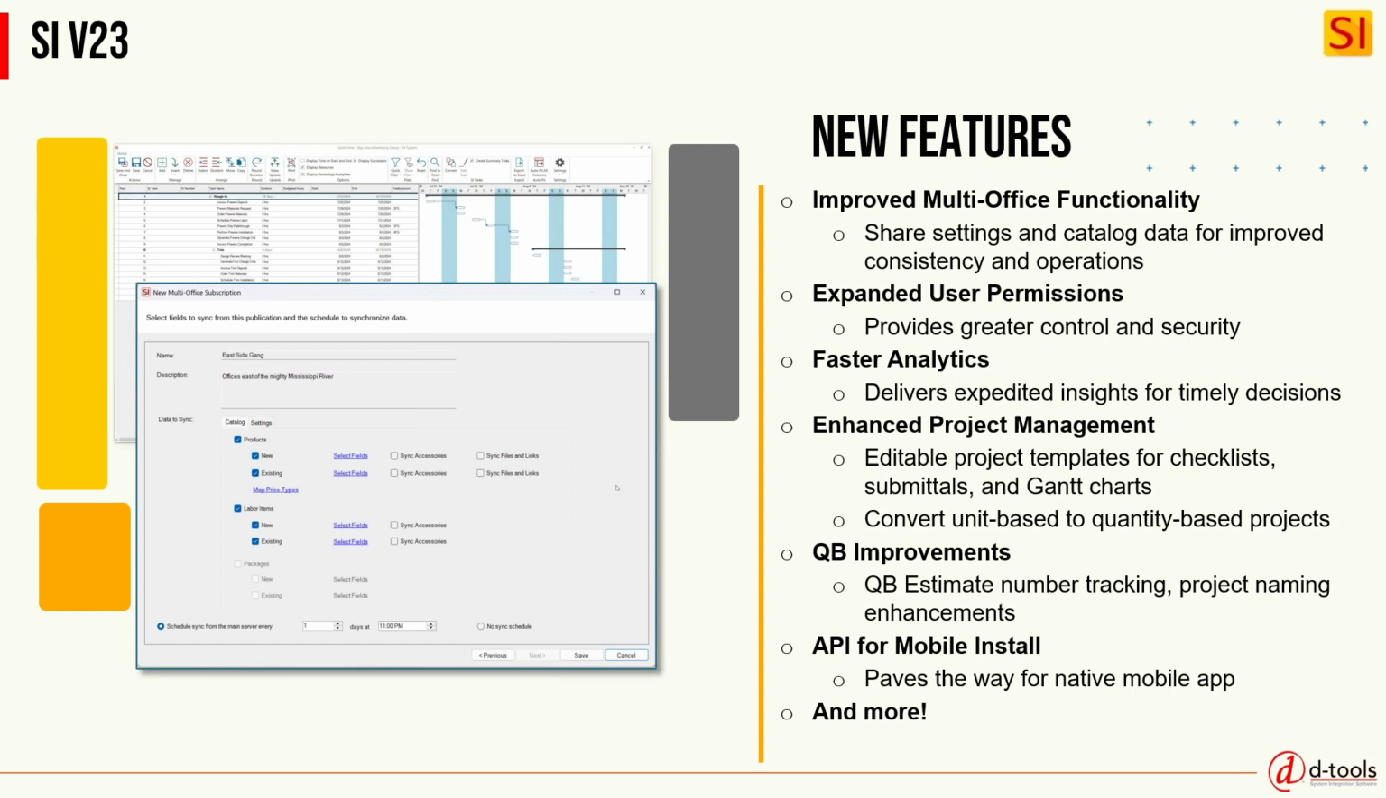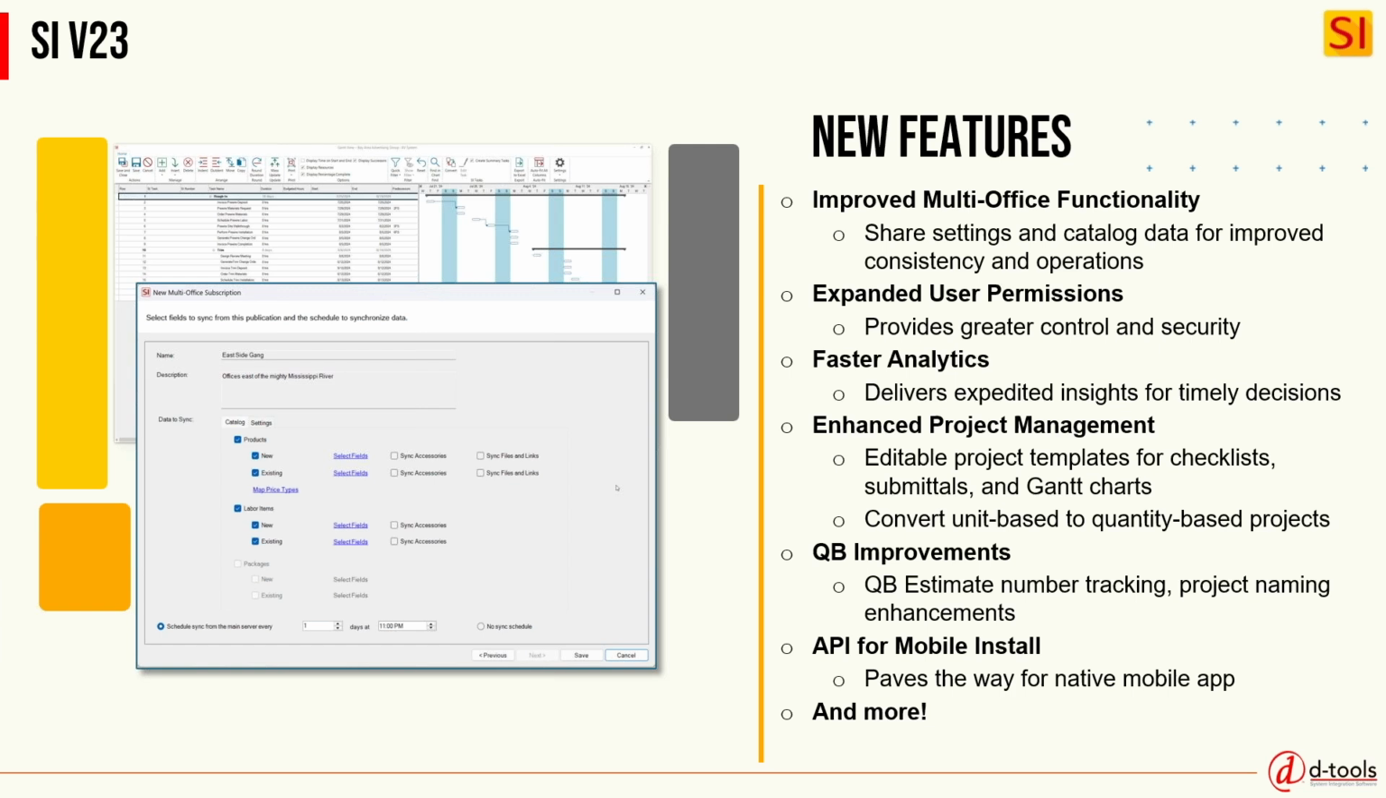We've made a number of enhancements to our project capabilities. A number of new templates, editable templates for checklists, good for submittals and Gantt charts. We've made some improvements to our change order management that Seth will show you. We're supporting conversions from unit to quantity-based projects, which really just helps flexibility. And all of these improvements are really geared to improve your project planning accuracy, help promote repeatability, helping you standardize execution and reduce manual work.